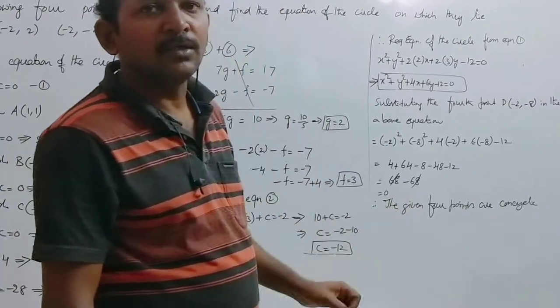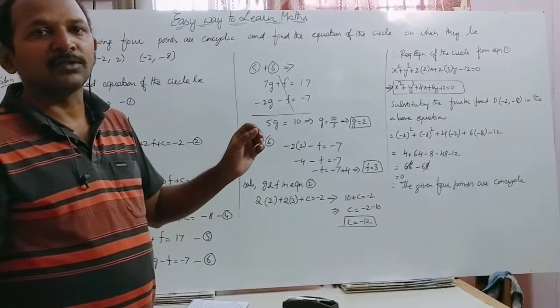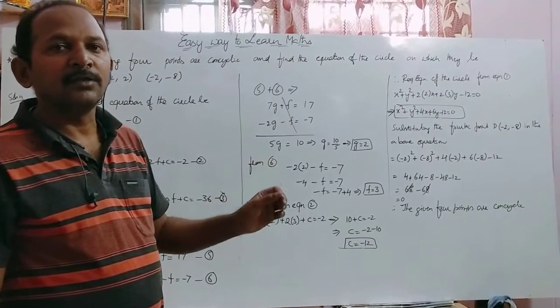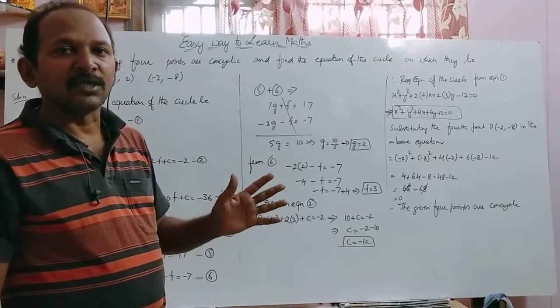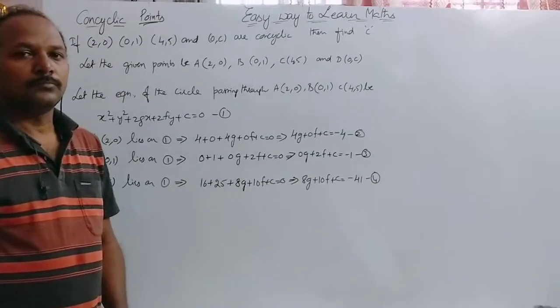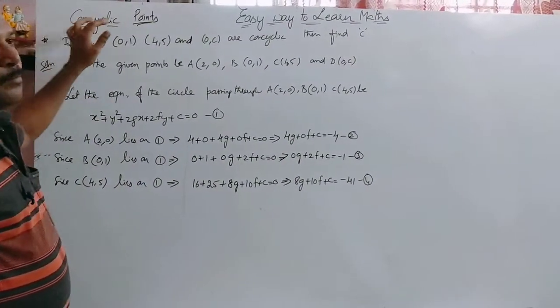That is nothing but the fourth point satisfying the required equation of the circle. That is, it is also a point on that circle, and hence the 4 points are concyclic. Let us discuss some other problem. Now let us solve another problem based on concyclic points.